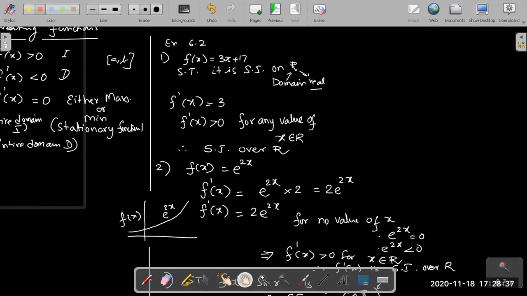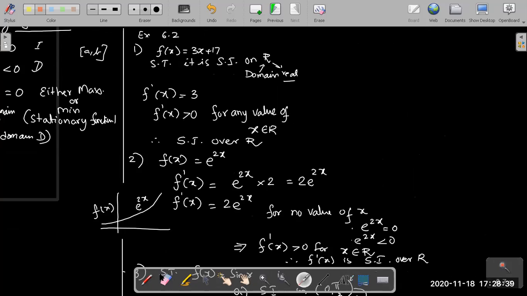So we have started with exercise 6.2, first question. Show that this is strictly increasing on entire real values for x. f of x equal to 3x plus 7. We differentiated, we got f dash x equal to 3. So this 3 is greater than 0. So f dash x is greater than 0 for any value of x, where the domain x belongs to R. Therefore, it is strictly increasing for that entire region R.